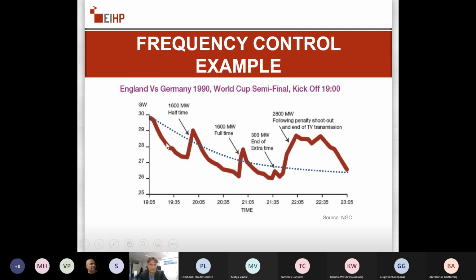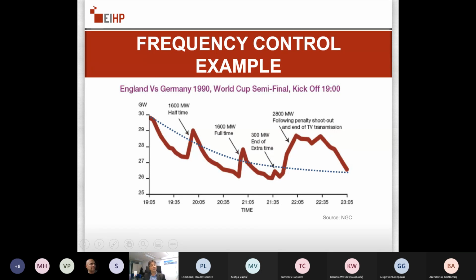In the halftime, probably people went to the toilet or to the fridge or whatever. And then a 1,600 megawatt increase in just these 15 minutes. And then with the second half, it dropped again by an additional almost 3,500 megawatts. And then, unfortunately for the system operator, there was extra time. So they had another jump here and then another decrease here. And then the end of the first extra time is clear here, how it affects the system load. And then the following penalty shootout and the end of the TV transmission again increased the system load quite dramatically. Probably England won this one, or maybe not, I don't remember.